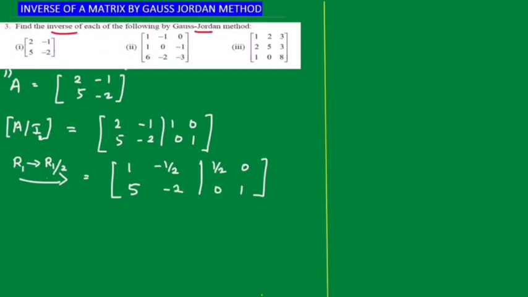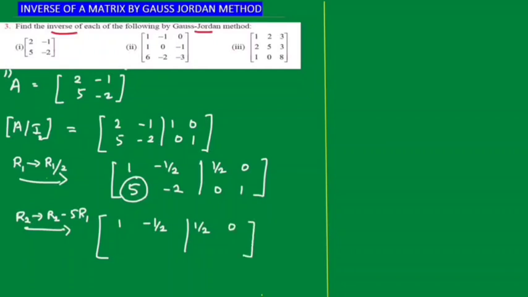Next, my aim is to bring the A21 element to 0. So what we do here is R2 tends to R2 minus 5 times R1. The first row remains as it is. In the second row, 5 minus 5 becomes 0. Minus 2 minus 5 into minus 1 by 2 gives 1 by 2. 0 minus 5 into 1 by 2 gives minus 5 by 2. 1 minus 5 into 0 gives 1 here. So we have written the elements.